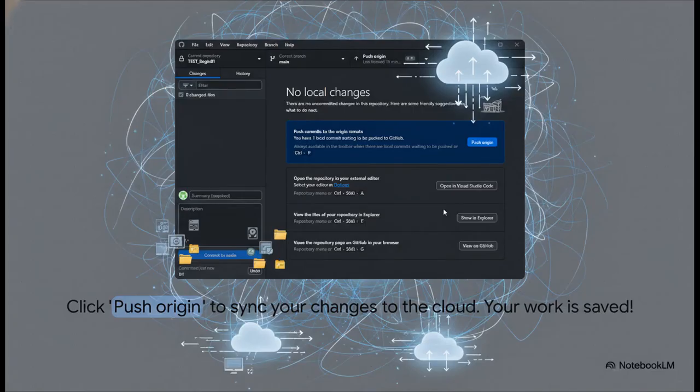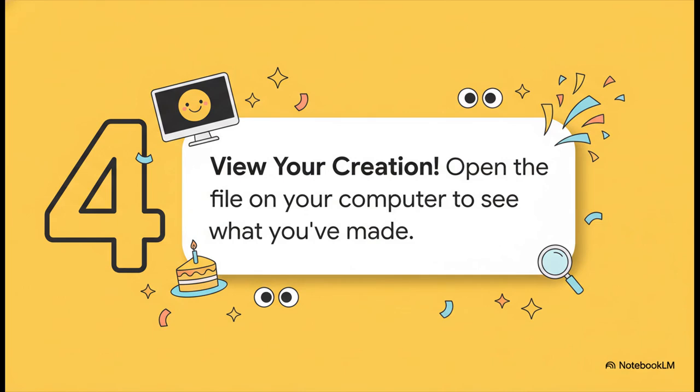And the very last part of saving is to click the Push Origin button up at the top. That's what sends your saved snapshot up to the cloud. So now your work is safe and sound in 2 places, on your computer and backed up online. Perfect. All right, we've created, we've asked, we've saved, and now for the moment of truth.